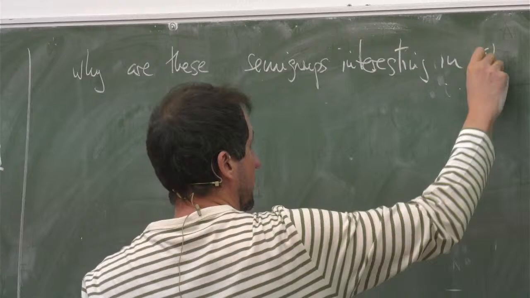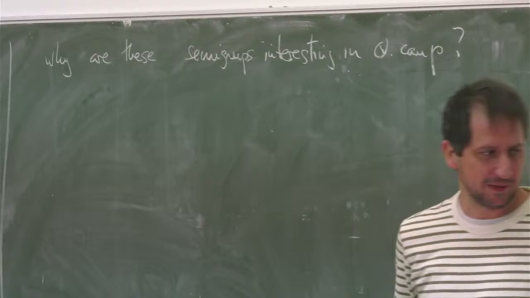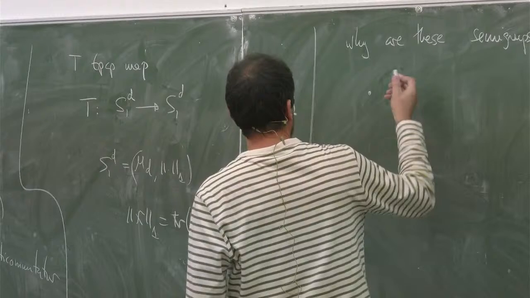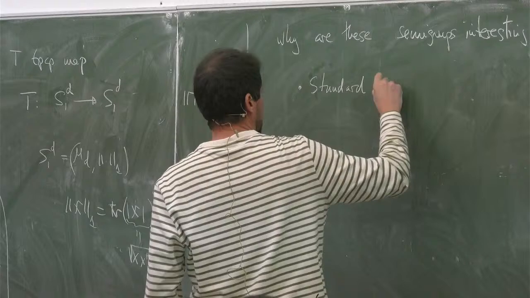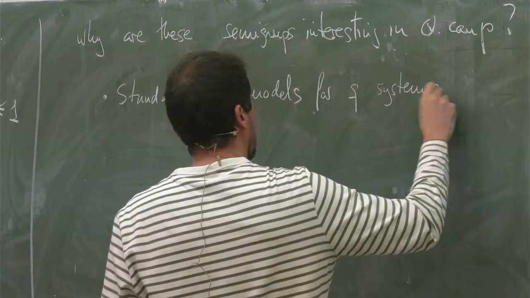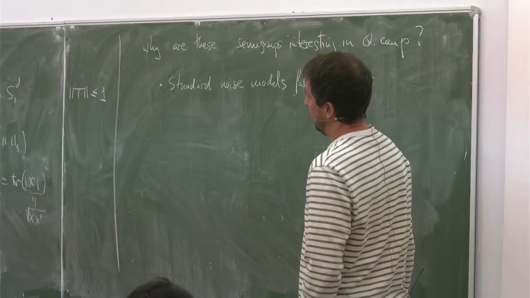In quantum computing, there are several reasons, but two main ones. First of all, these are standard noise models for quantum systems, and in particular to study how noise affects quantum computation or quantum memories. Essentially, these objects model the noise.